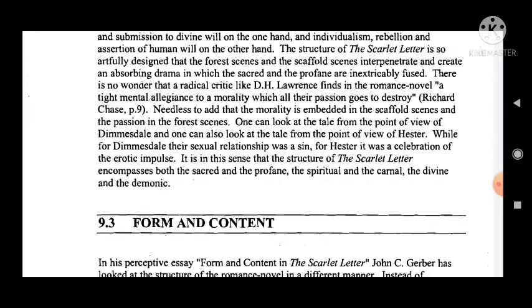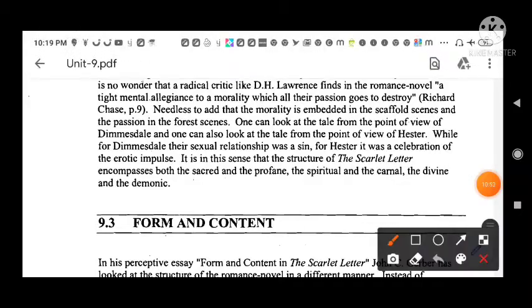While for Dimmesdale their sexual relationship was a sin, for Hester it was a celebration of erotic impulse. So here is a main key point you can add: for Dimmesdale the sexual relationship was a sin, and for Hester it was a celebration of erotic impulse.